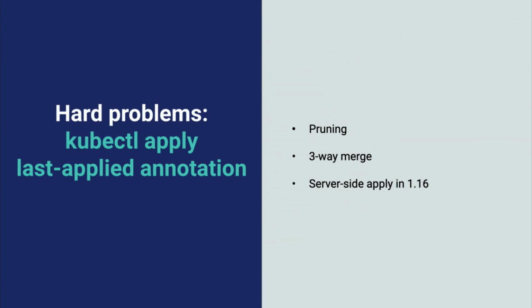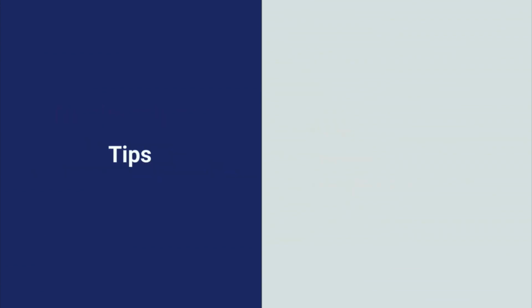So from hard problems on to tips. These are some things that we did that we're really happy with. First of all, we were very happy with our decision to use Ruby, and we would use it again if we started from scratch today. Building tooling for Kubernetes doesn't mean you need to write in Go.